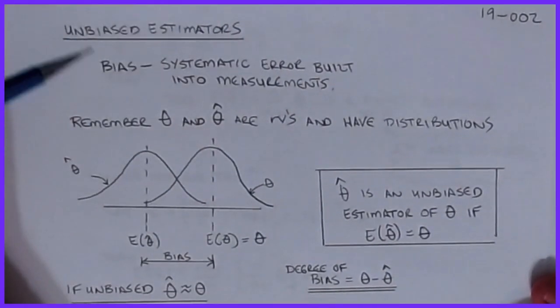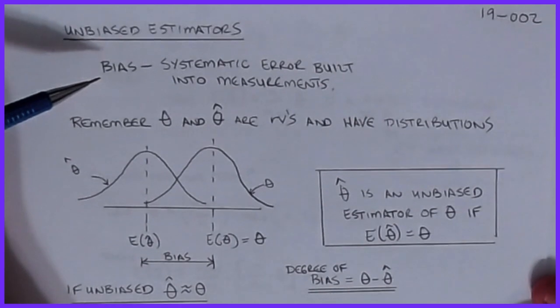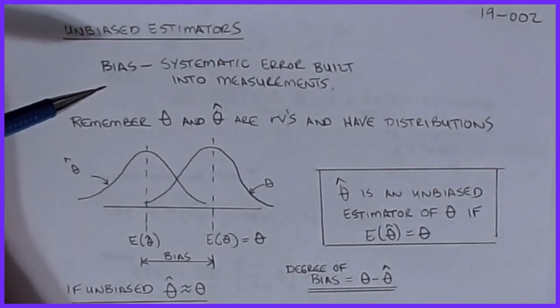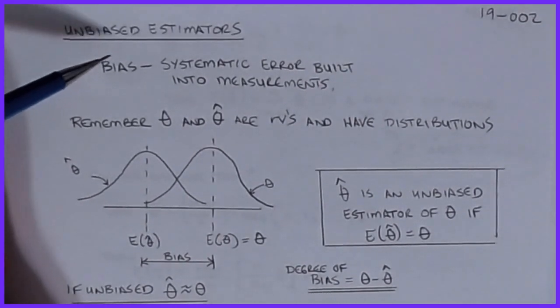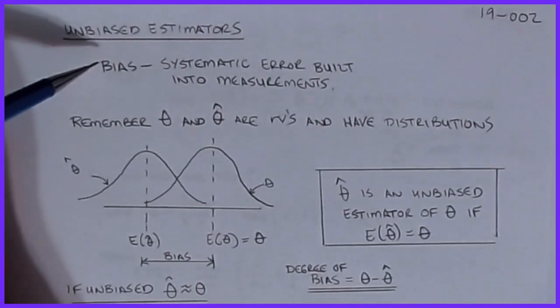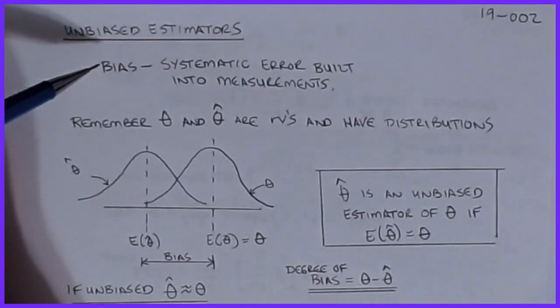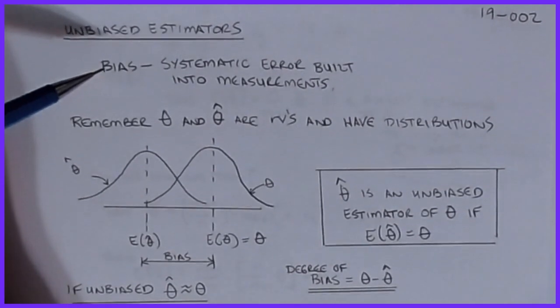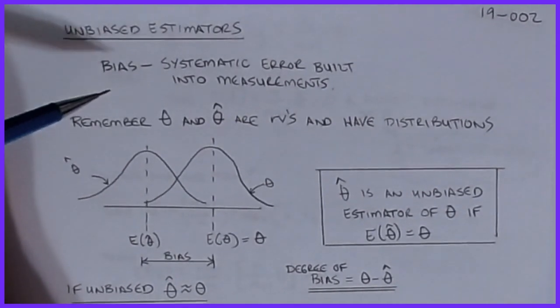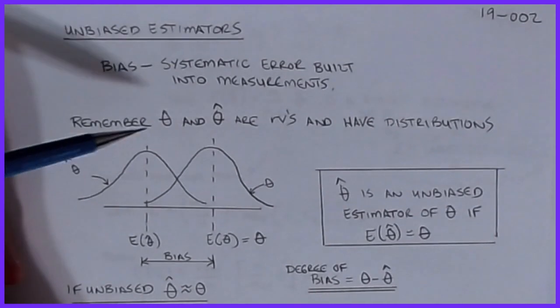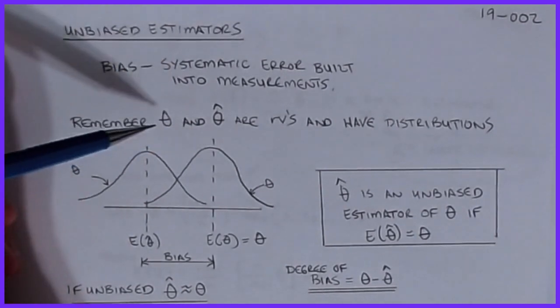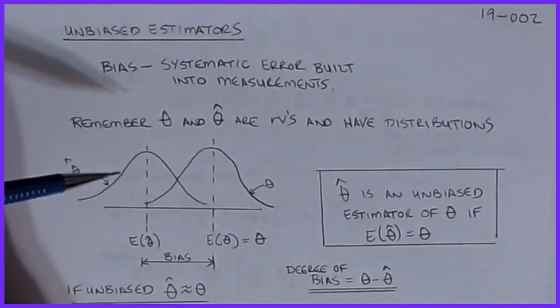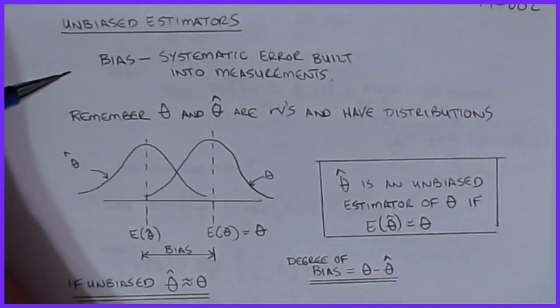The first term that we're going to talk about is called bias. Basically this is a systematic error that's built into measurements. Now this isn't error like you record something wrong or you punch the number wrong in your calculator. It's just the error that's built into the measurement. The way we remember this is that we look at our theta and our theta hat and say, hey, they're random variables and both have distributions. That's the premise here.